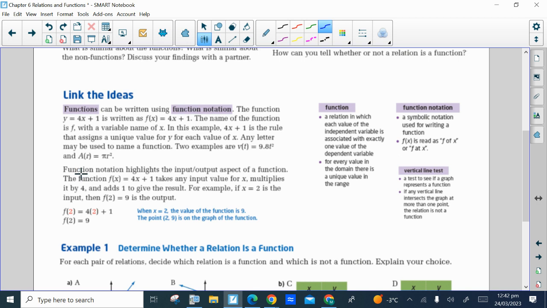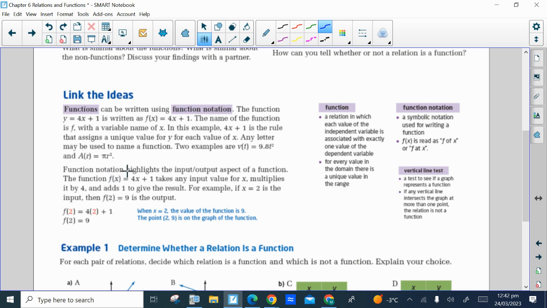Function notation highlights the input-output aspect of a function. The function f at x equals 4x plus 1 takes any input value for x, multiplies by 4, adds 1 to give the result. For example, if x equals 2, the input, then f at 2 equals 9 is the output. And this is one of the values of function notation, right?